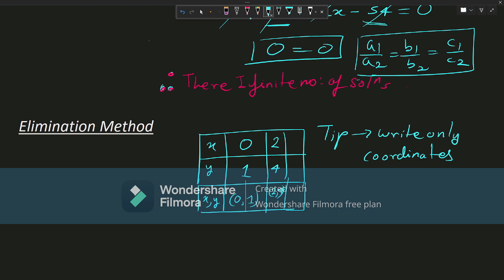It is sufficient to get a perfect line. You don't need to draw 3, you don't need to draw 4. That will be just a waste of time. But if you have enough time, you can. But the general tip is: write only two coordinates. That's it. Don't go above it, don't go below it.